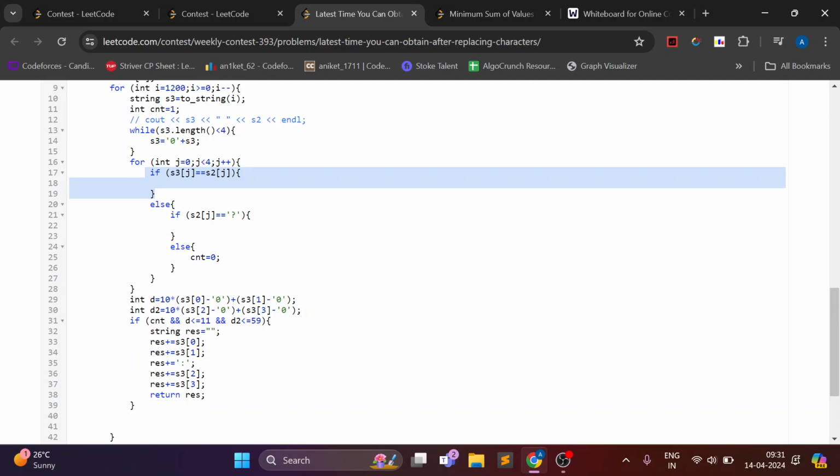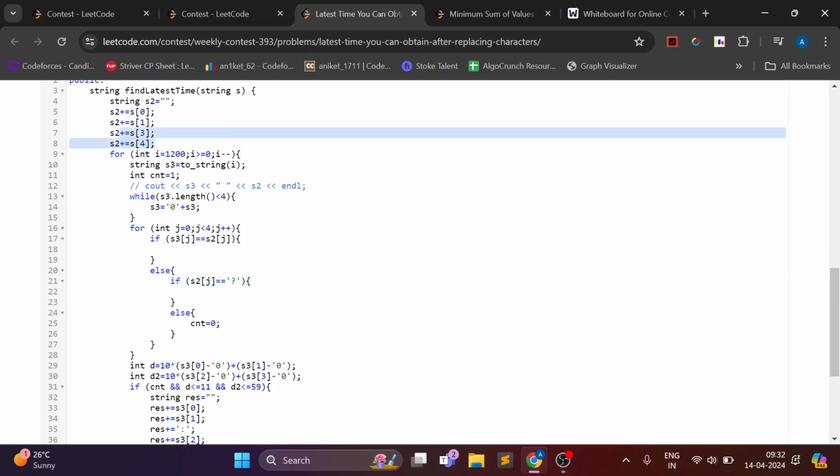And if both of them are not equal, if the original string has a question mark in it, then we can replace that question mark. But if they are unequal and both of them are digits, that means we cannot make them equal. So I'm just making cnt equal to 0. Here cnt is just a boolean.